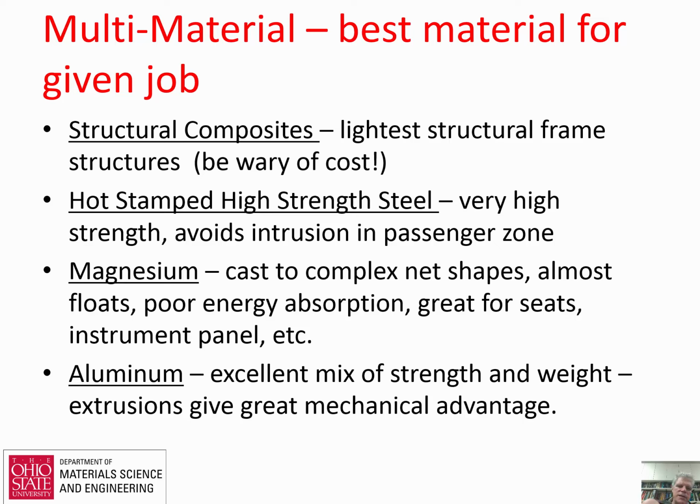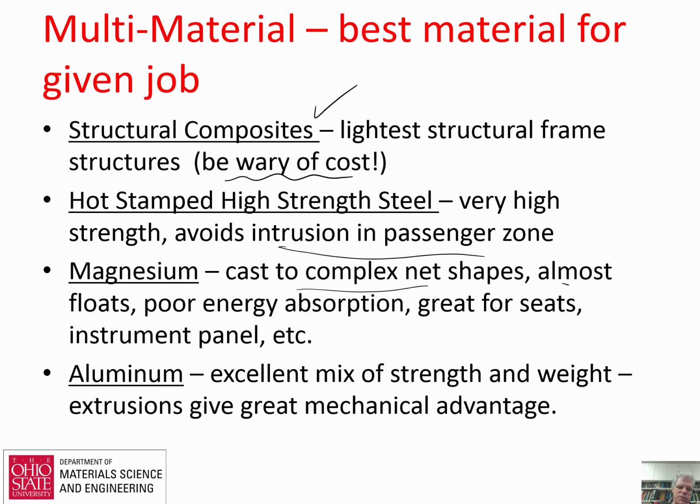So structural composites are really light, but can be very expensive. Actually, a lot of embodied energy with them also. Hot stamped high strength steels have very high strengths. Use that to avoid intrusion in the passenger zone. Magnesium, you can get very complicated shapes by casting it.